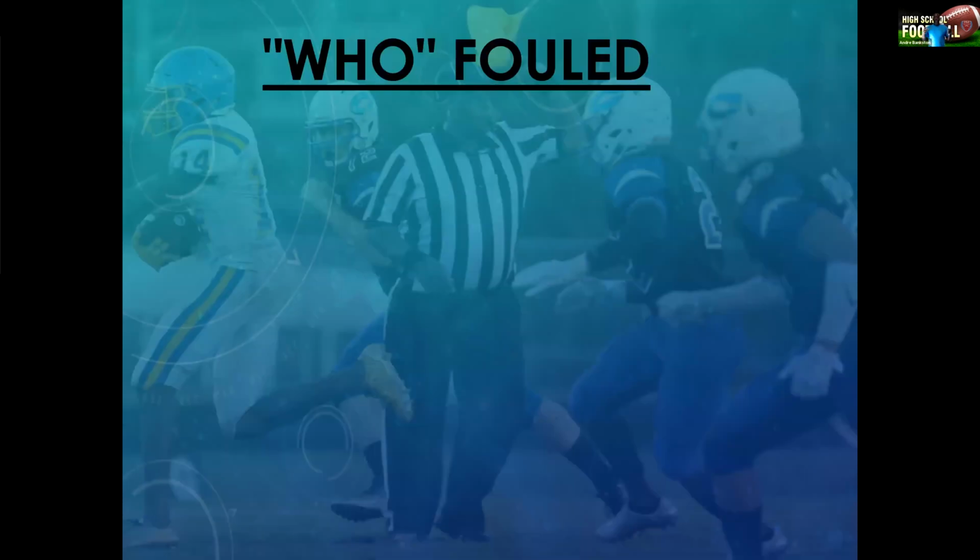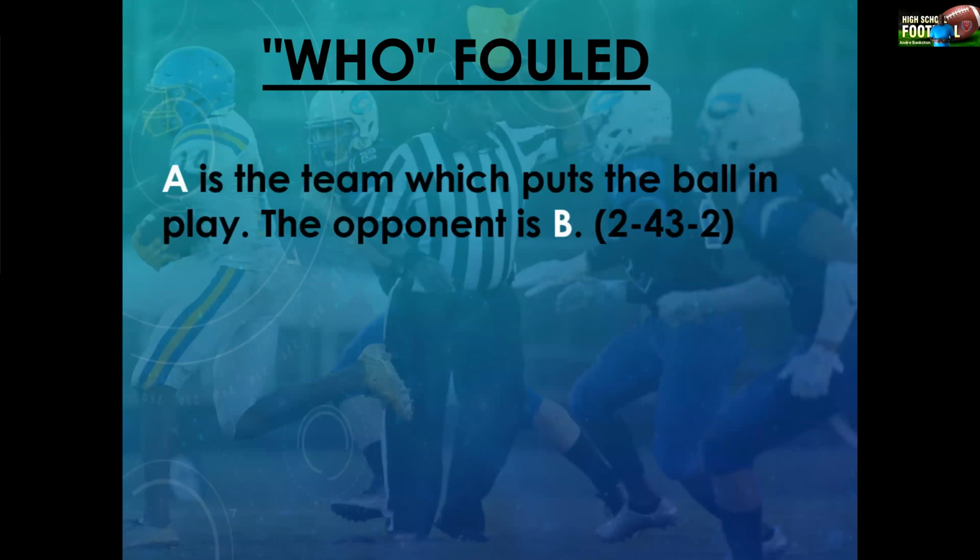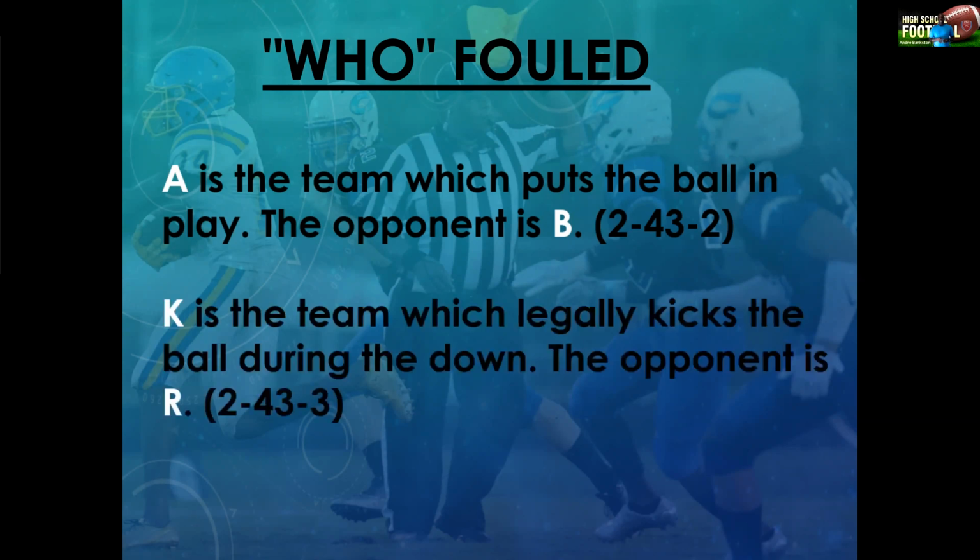All right. So who fouled? A is the team which puts the ball in play. The opponent is B. A little definition, guys, for you real quick. And K is a team which legally kicks the ball during the down, and the opponents are R. So when we're discussing who, Team A is the offense, Team B is the defense, Team K is the kicking team, and R is the receiving team.